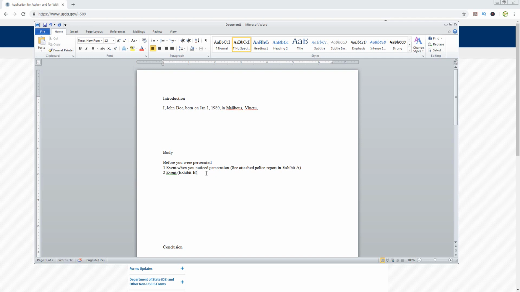Let's say you are applying for asylum based on persecution, based on religious beliefs, right? Let's say, just for the purpose of this case, the majority of the country is of one religion, for example, Christians, and you're Muslim and you're being persecuted for being a Muslim, okay? So this is, for example, one event where you were attacked on the street, you filed a police report, your evidence, right? And then event B, second event, exhibit B, the same thing, something that is related to you.